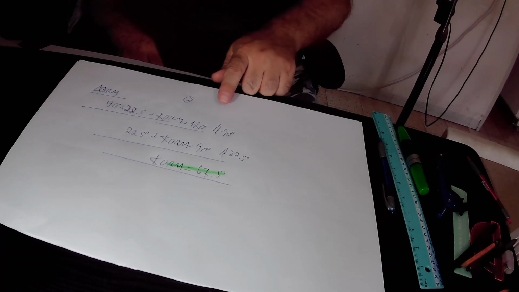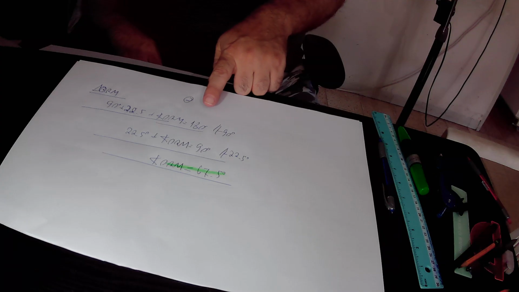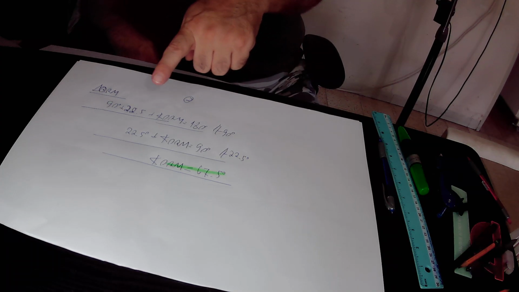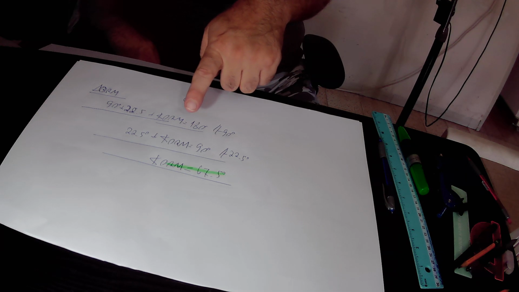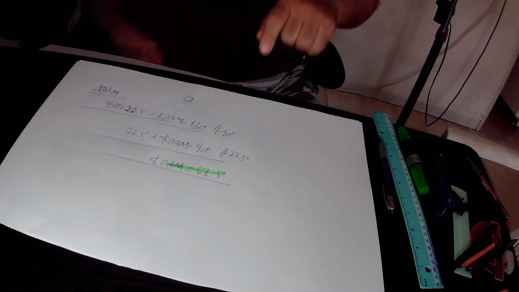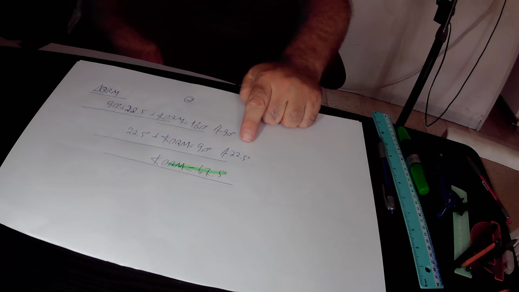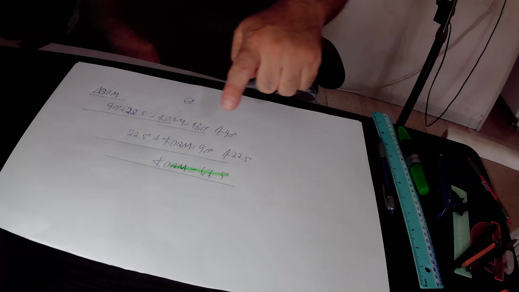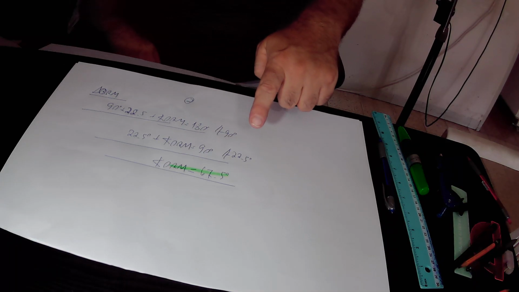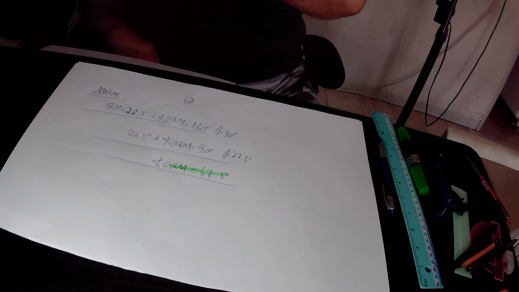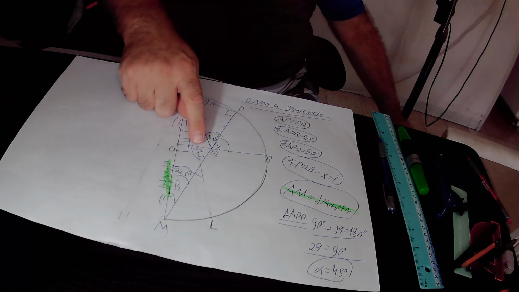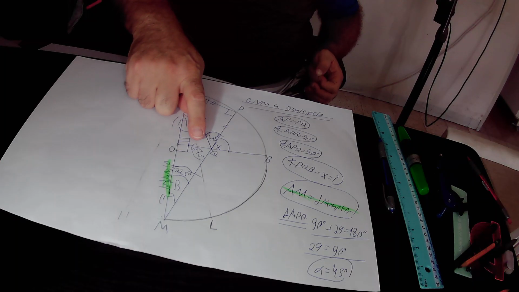Here we subtract the 90 degrees from this equation and find out that 180 degrees minus 90 degrees is 90 degrees. So 90 degrees equals 22.5 degrees plus the size of the missing angle OQM. Here we subtract 22.5 degrees and find out that the size of the missing angle OQM is equal to 90 degrees minus 22.5 degrees, which is 67.5 degrees.